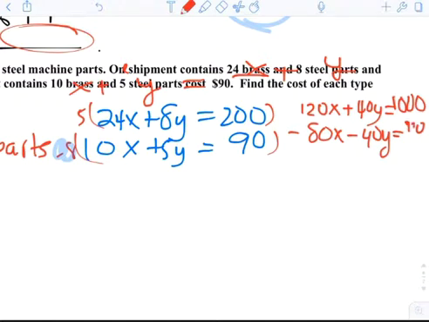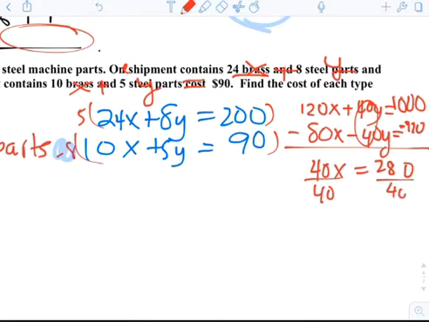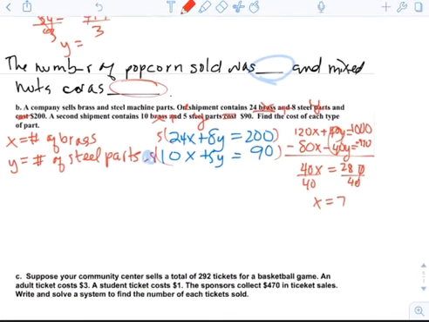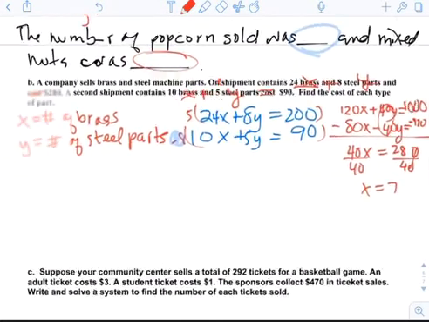Now the other one is -80x minus 40y equals -720. That gives 40x equals 280. Divide by 40. Your answer is 7. X is 7. Find the cost of each type of part. Brass parts.